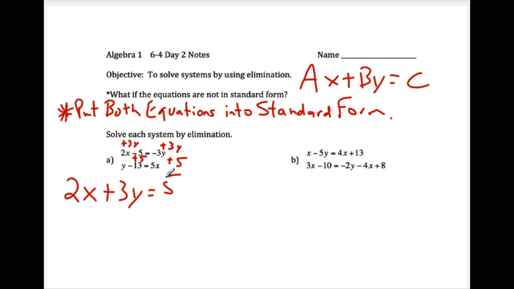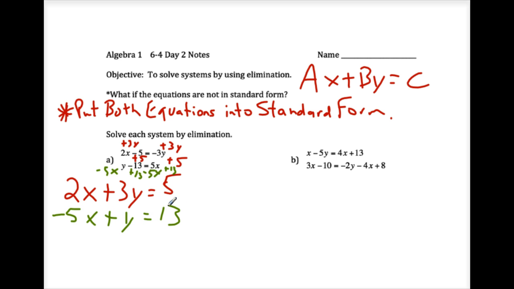Okay? Second one? Negative 5x plus y. Subtract 5x from both sides and add 13 to both sides. Okay? Briggs, what is it? Negative 5x plus y equals 13.